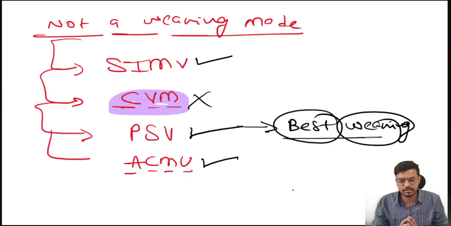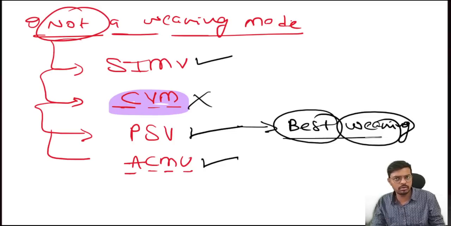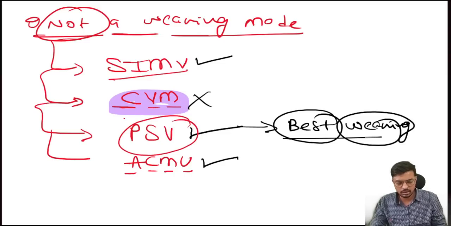Last time we were left with the best method of weaning, that is pressure support ventilation, which we discussed. In question format I also asked which one is not a weaning mode, with the options SIMV, CMV, PSV and ACMV. In the last class I discussed this in detail: SIMV, PSV and ACMV are weaning methods and CMV is not a weaning method. The best weaning method is pressure support ventilation. Controlled mandatory ventilation is not useful in weaning. We have discussed this.